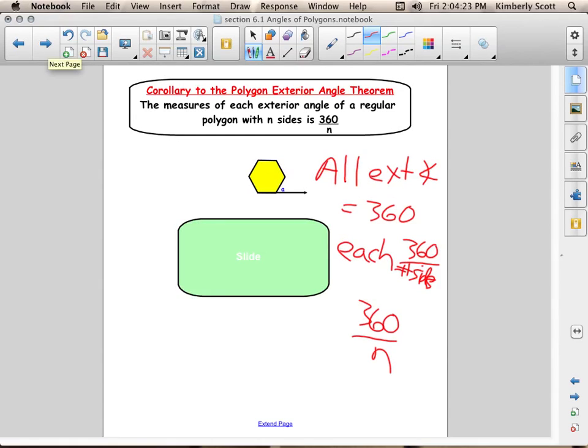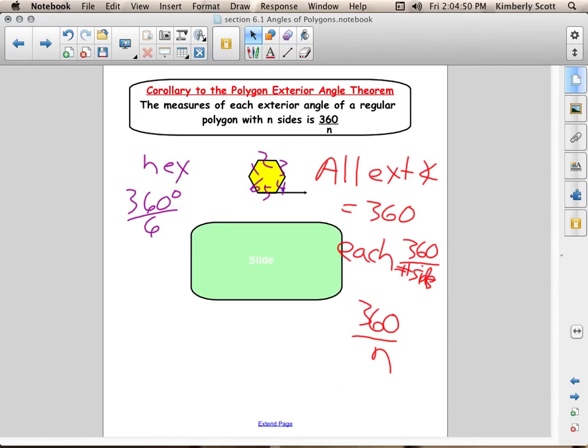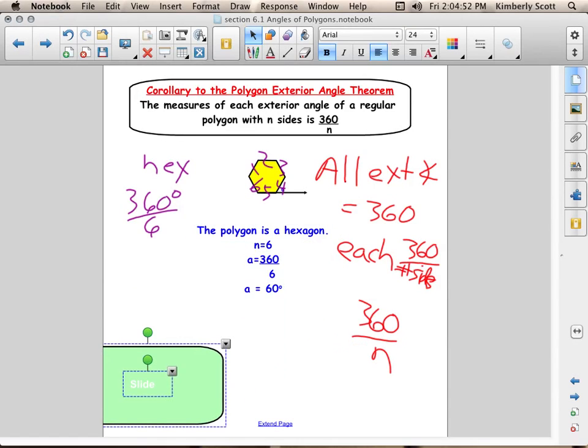For this case right up here, we have 1, 2, 3, 4, 5, 6 sides, so this is a hexagon. The exterior angles add up to 360 degrees. So each one of the exterior angles, because this is regular, will be 360 divided by 6, or commonly known as 60 degrees.